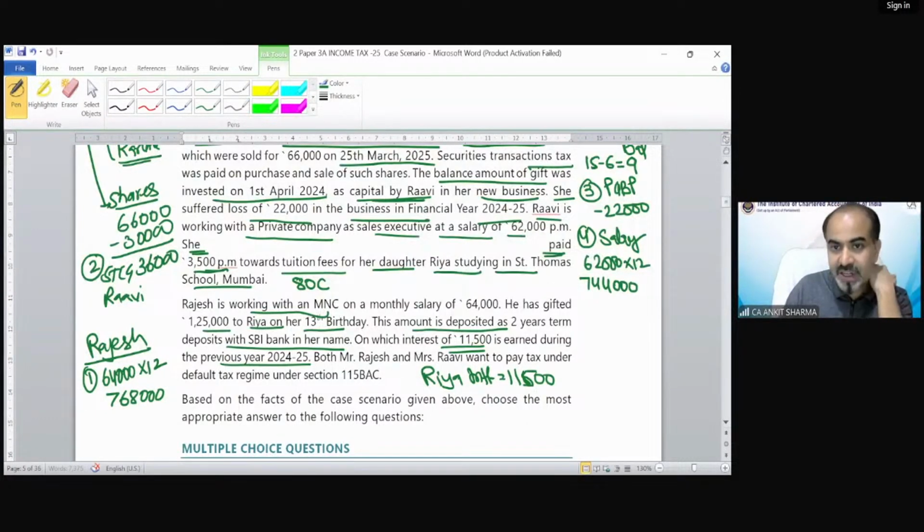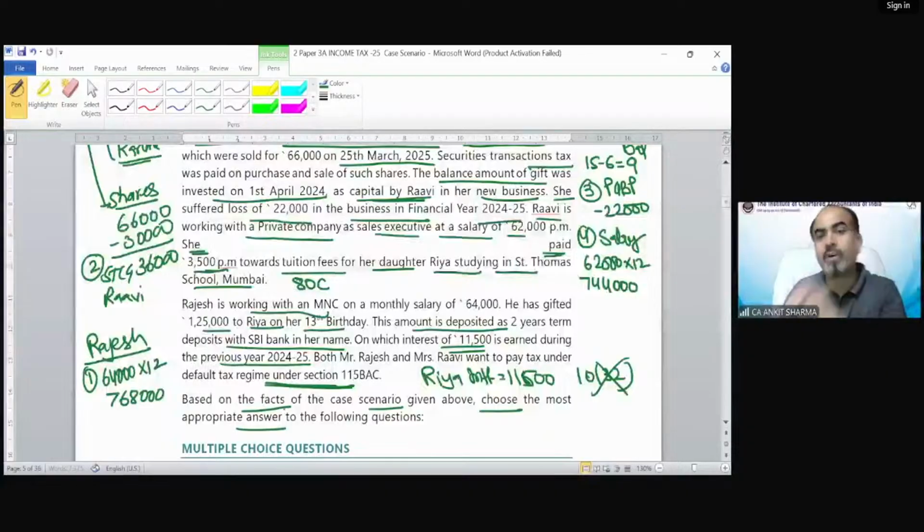Both Mr. Rajesh and Ravi want to pay tax under default tax regime. So that means section 10(32) exemption is gone. Standard deduction from salary is going to be 75,000. Based on the above facts of the case scenario, choose the most appropriate answer to the following question.